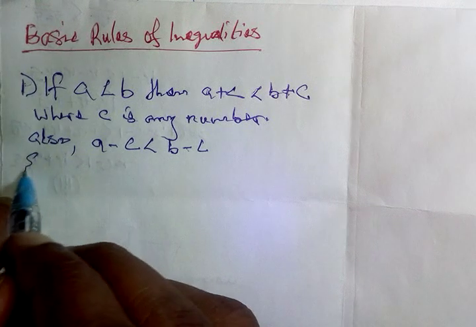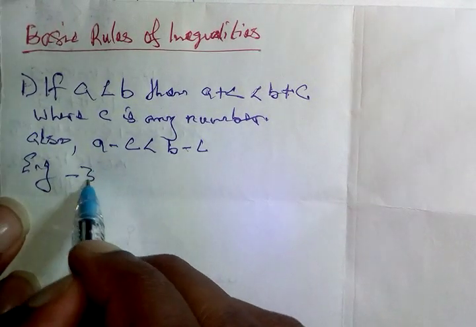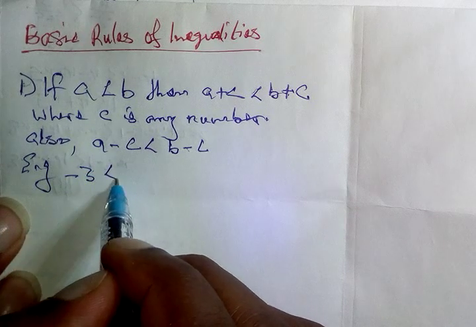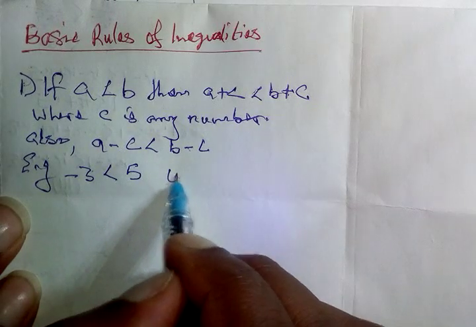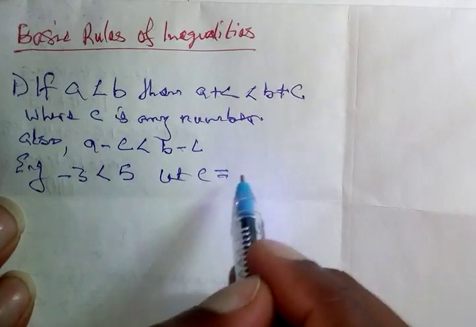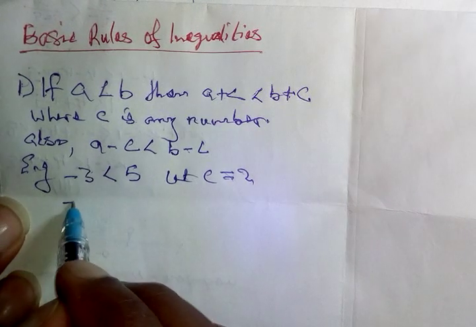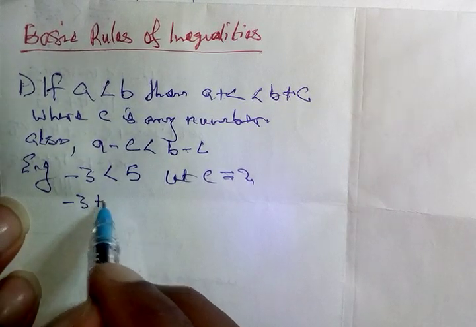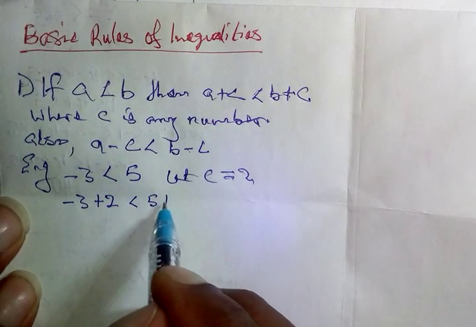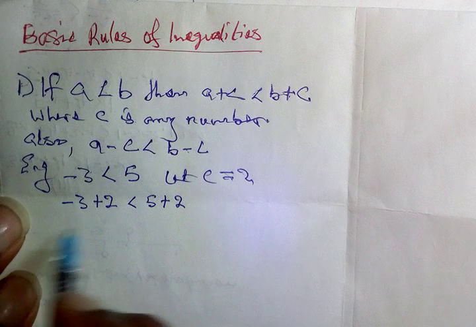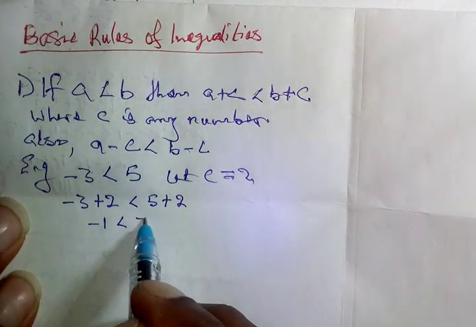Let's take some examples. If we have minus 3, which is a number less than 5, let C in this case be equal to 2. It means that minus 3 plus 2 is still less than 5 plus 2. In this case, it's going to be minus 1, which is less than 7.